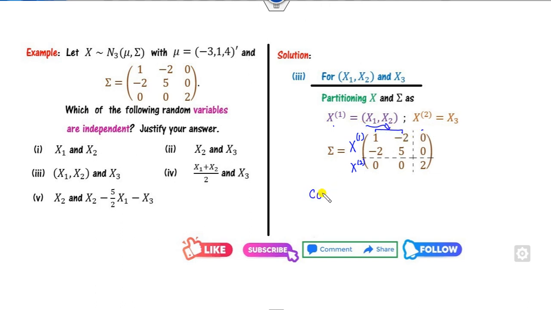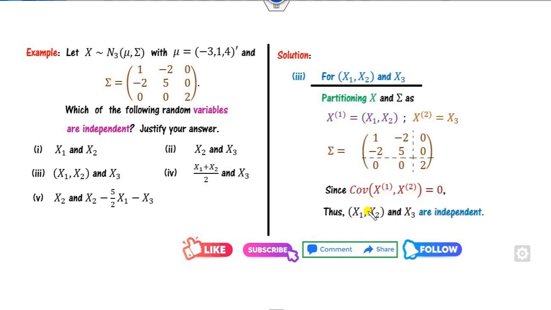Now, what is the covariance of x1 comma x2? So what does it mean? This is my x1, this is my x2, and this is my covariance. Fine. So the covariance is 0. Therefore, they are independent. Once it is 0, we can see they are independent vectors. Otherwise, you can use the second method. What is the A corresponding to the first case?